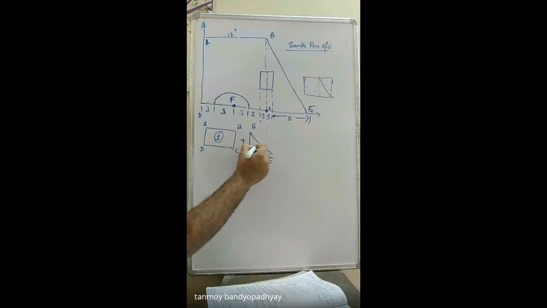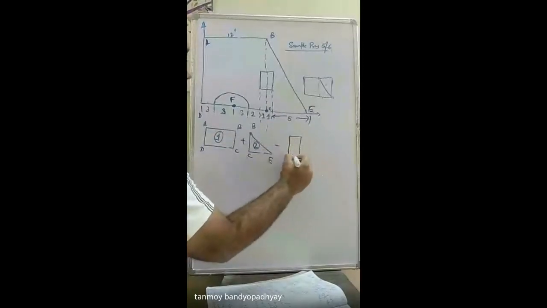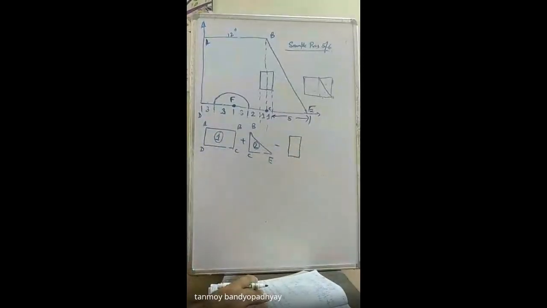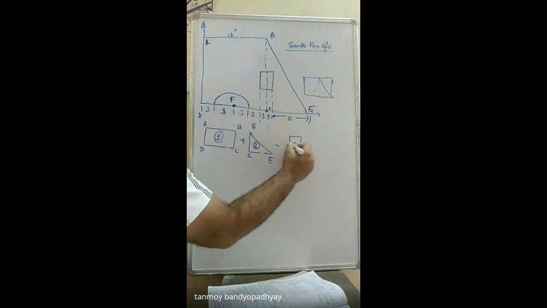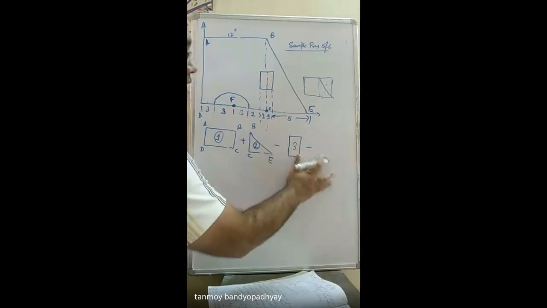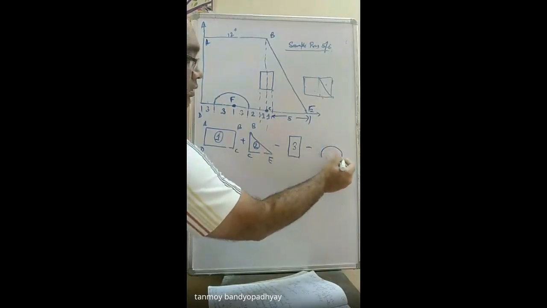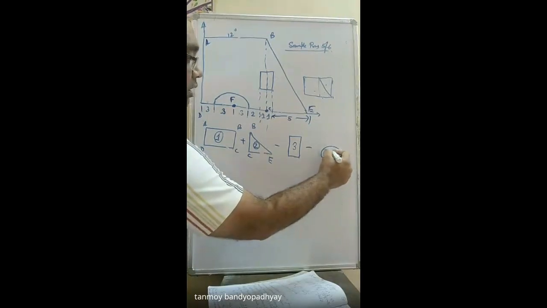What else? There are two cutouts, so the cutouts are minus. This is the rectangular area being cut out. I am calling it 3. I am not naming it, it's simpler to understand. Minus, there is a semicircular portion cut out, with the center F. I am calling it 4.